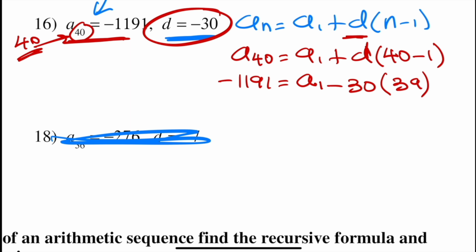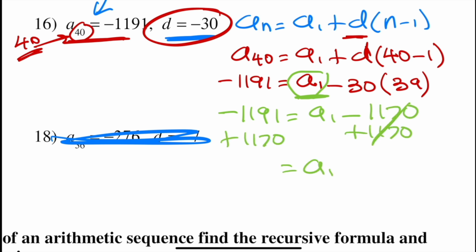As you can see, I plug everything in, and now the only variable that I have is a sub 1, which is the information that they gave me in the beginning. Remember, in your problem it was 26. Here it wasn't given, therefore I need to find it. I need to find this value and then I go back and replace it. So let's find a sub 1. Let's do some math. Now 30 times 39 gives me 1170. Add 1170 on both sides. And a sub 1 is equal to negative 21. Now I have my first term, therefore I'm going to go back and replace it.